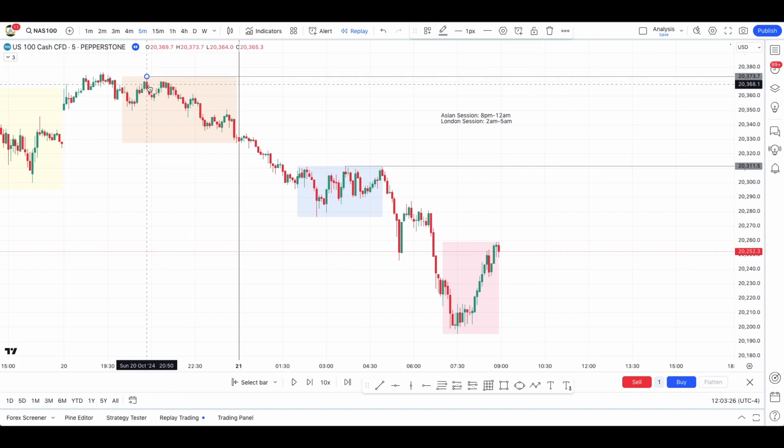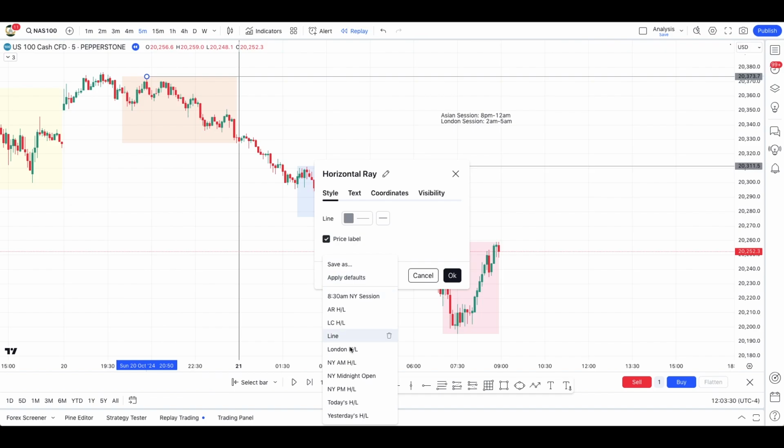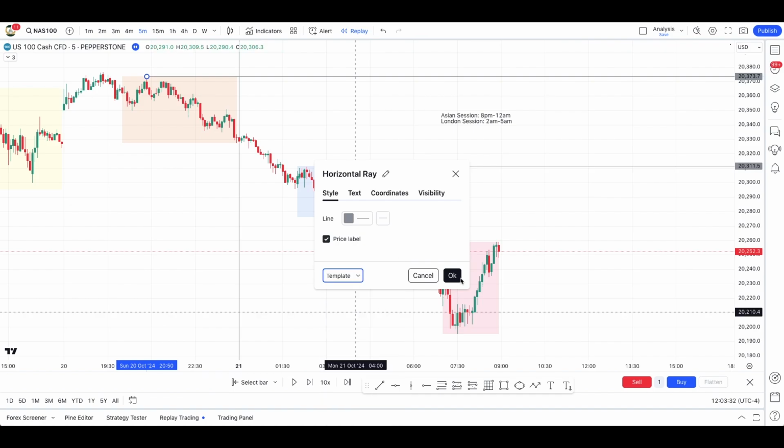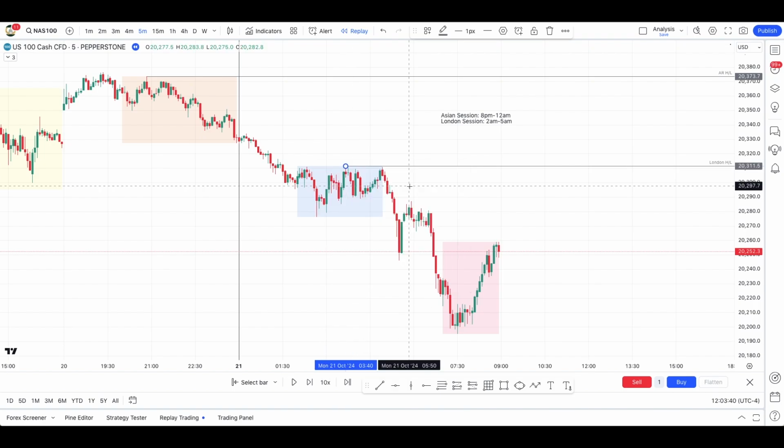And we can also see here this liquidity point. So this is the Asian high. And then we also have a London high. Those 2 points are very nice target points we can use for a trade idea.